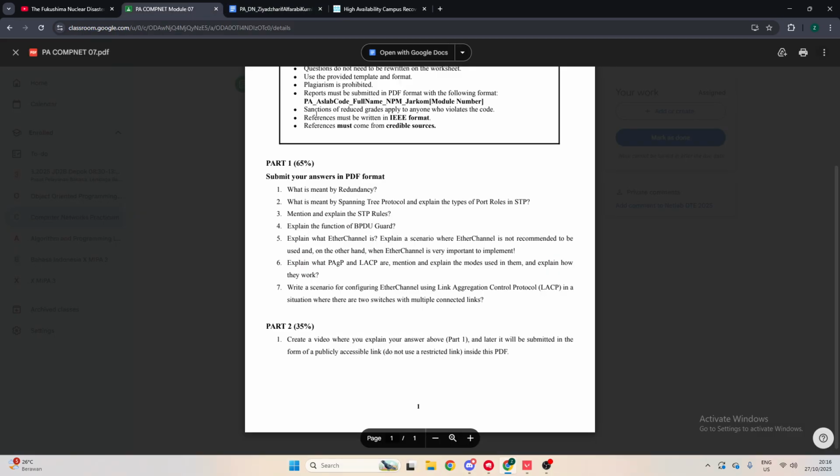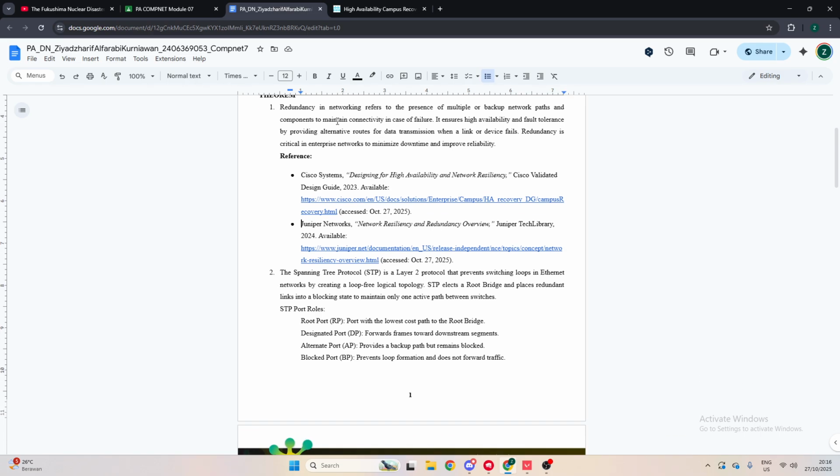Okay, so first of all, we just start immediately. What is redundancy? Well, in networking, redundancy refers to the presence of multiple or backup network paths or components that maintain connectivity in case of failure. It ensures high availability and fault tolerance by providing alternative routes. It's basically a fail-safe mechanism for data transmission when a link or device fails. It's critical for enterprise networks to minimize downtime and improve reliability. The goal is obviously reliability. When one route goes down, another instantly takes over.